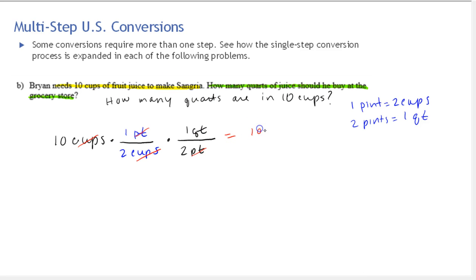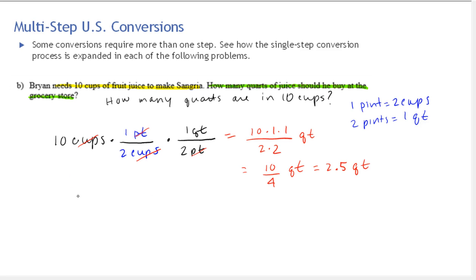The numerators are 10 times 1 times 1. Denominators, that's 1 if you want it to be, and it's 2 times 2. The units left is quarts, and we have 10 over 4 quarts, and this will be 2.5 quarts, which you could find on your calculator if you'd like. Okay. And since the question originally asked how many quarts of juice should he buy at the grocery store, well, 2.5, we might want to say if they only sell quarts of juice, Brian might have to buy 3.